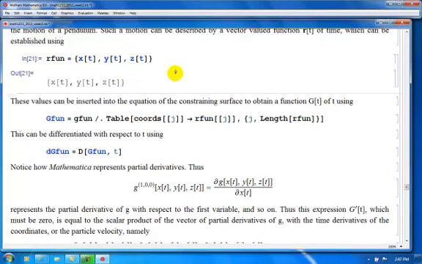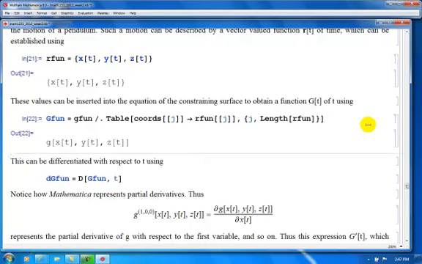Now, if we insert these values into our original function g, presuming we know what they are, then we will get a function g of t. We can do that by replacing each coordinate by the corresponding component of the vector there. So let's do that. And so this is some function of t, so we can differentiate it with respect to t using this.